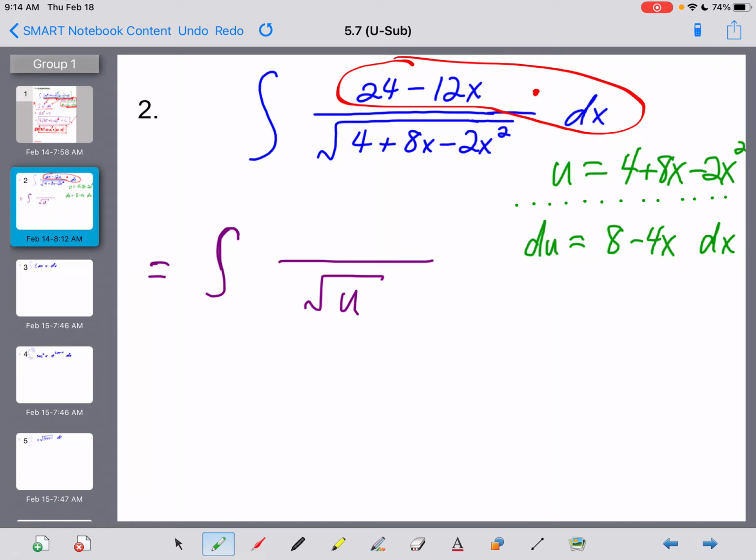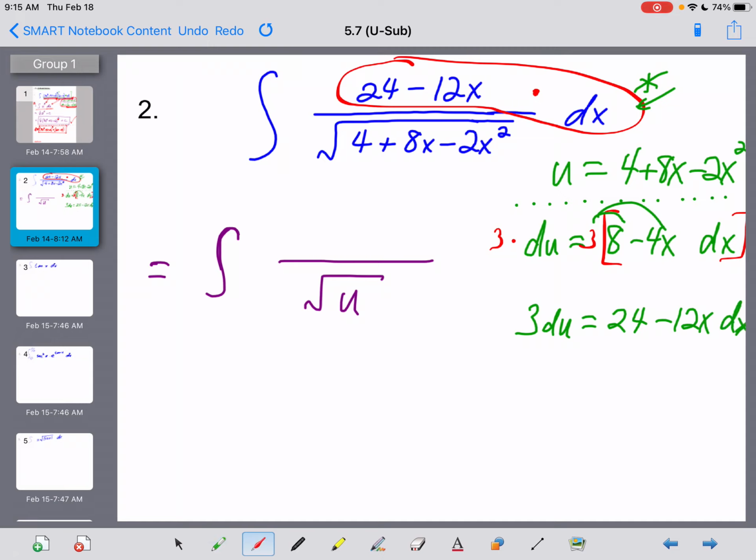Now, take a look at where we are right here, the second line that I drew in green, and compare it to this circled red expression here. In green is where we are. In red is where we need to be. And we can get there by multiplying both sides of this entire equation here by 3. So what does that do for us? 3 times du is equal to, and I'll distribute that 3 in there, a 24 minus a 12x and a dx at the end of all that. And everybody, that right there, 24 minus 12x dx, is exactly what we needed to have covered right here.